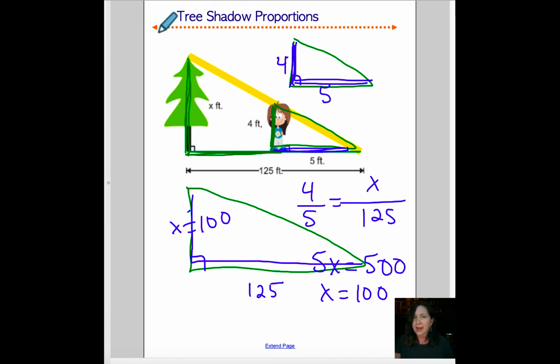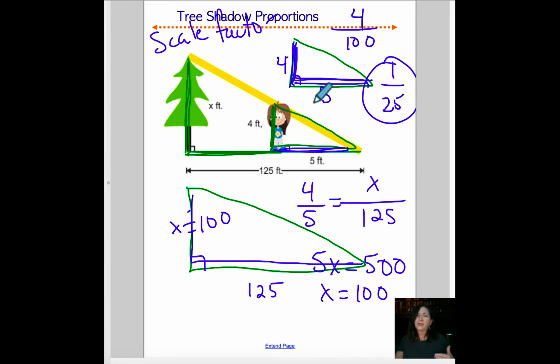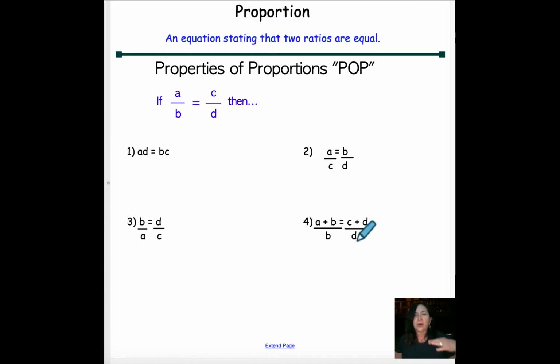But note, if I'd ask you for the scale factor again, you need to understand that the scale factor does not compare the same sides of a triangle. It compares one side with another side. So I can say my scale factor is either 4 to 100, which would make it 1 to 25, or I could say it's 5 to 125, which is still 1 to 25.